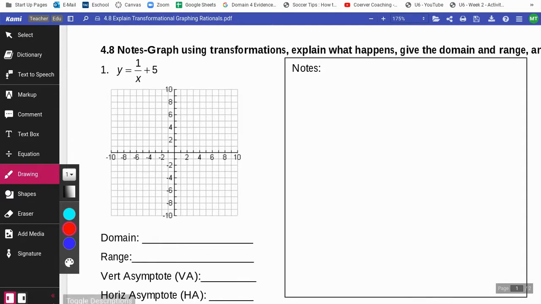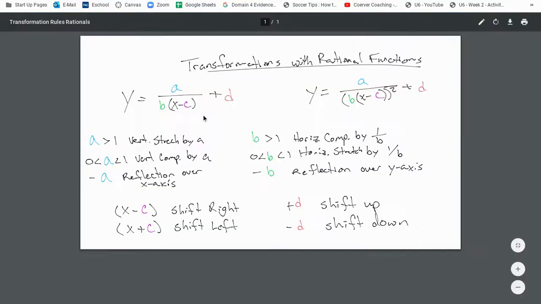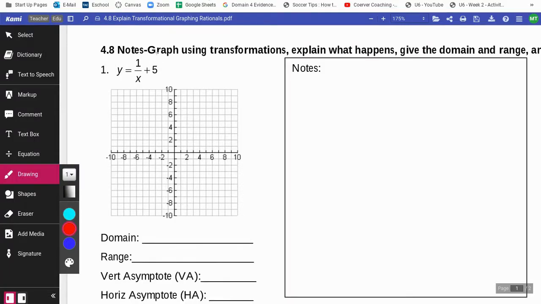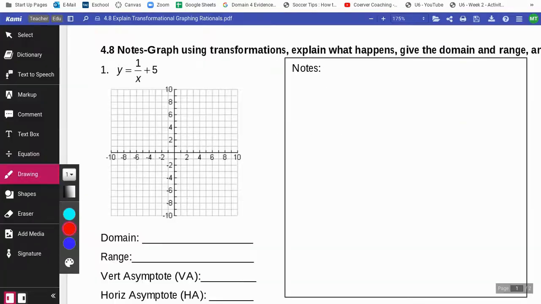If we're talking about transformations, I'll pull this up. Here are my transformation rules. This is important information. It tells you what A does, B does, C does, and D does. Here we're dealing with 1 over x as the parent function, and we have plus 5 out here. So that's the D value; 5 is the D value. We come here, plus D means we shift up. I know that this graph shifts up 5 units from the parent function.